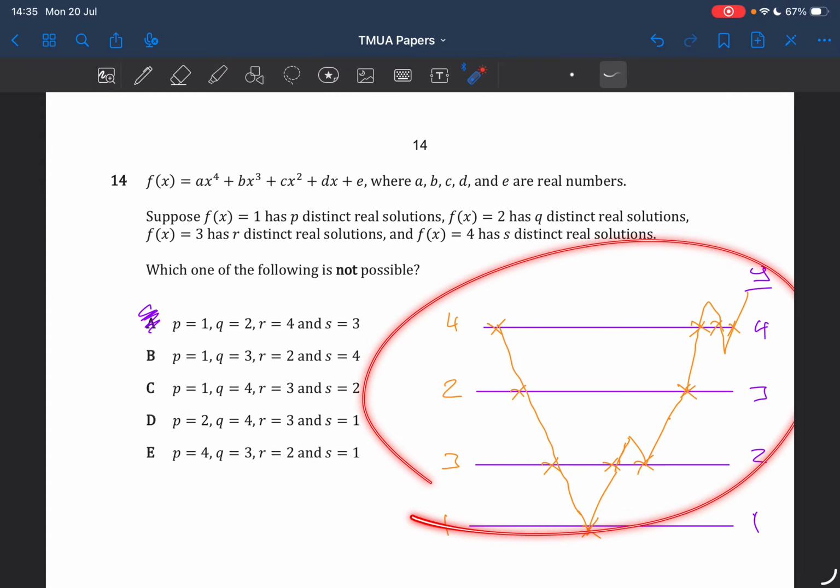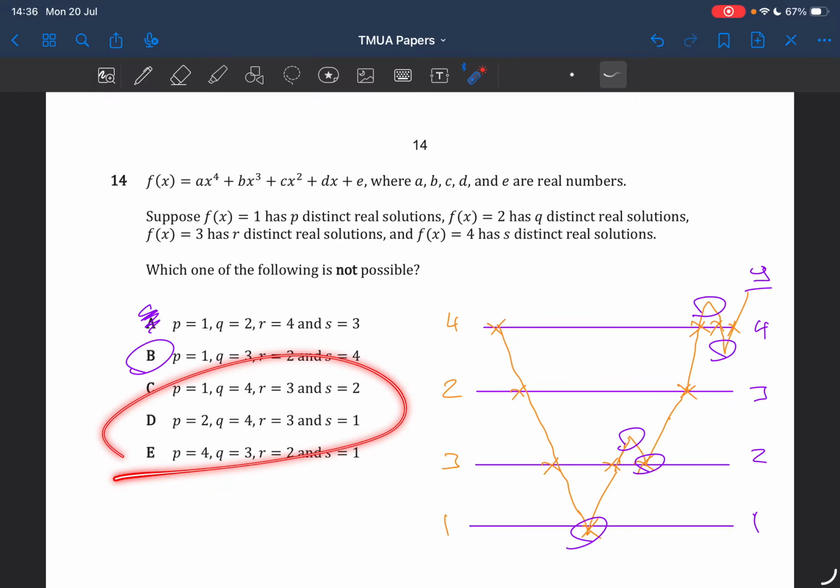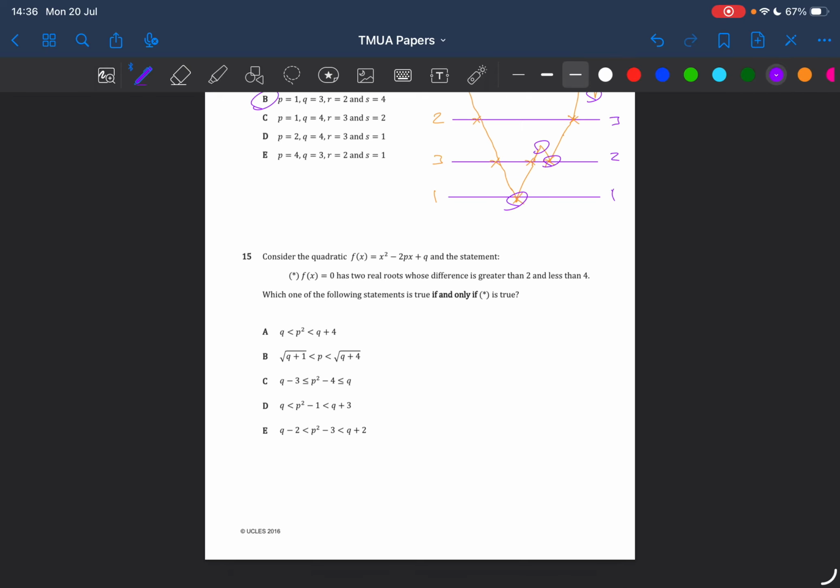So this works, but there's one big issue. We have 1, 2, 3, 4, 5 turning points. We're not allowed that. At most, we're allowed to have 3, 1 less than the power there. So this is not possible. You need to have a higher order polynomial to make it work. So B should be the answer. Question 14, is that correct? Yeah, the correct answer is B. You can go and double check all these to make sure that they do work, but as soon as you get one that doesn't work, it should be fine.